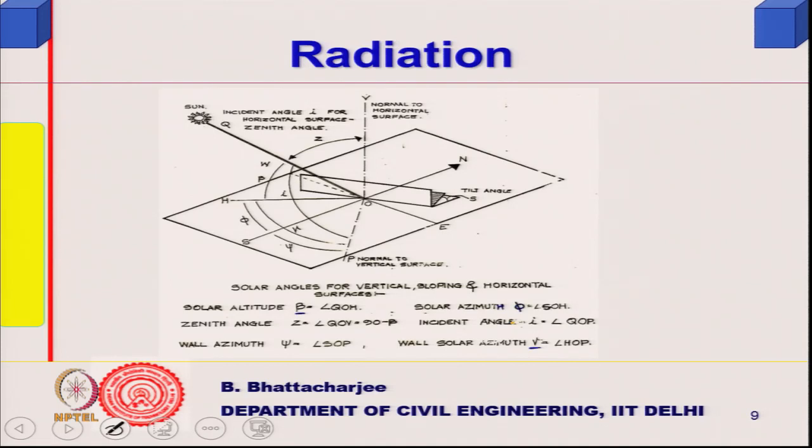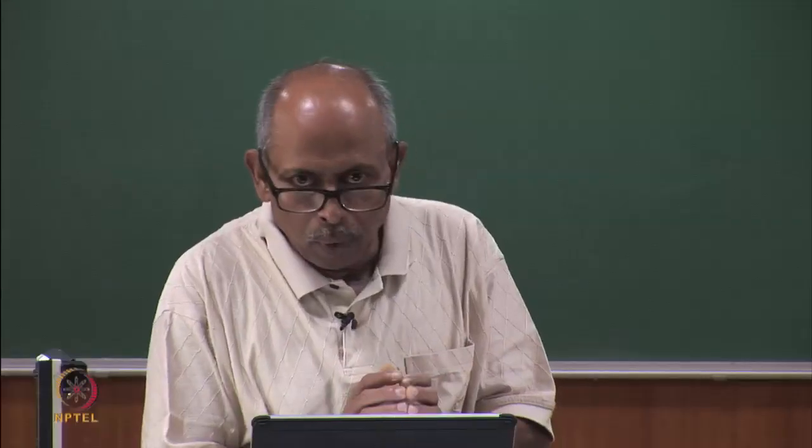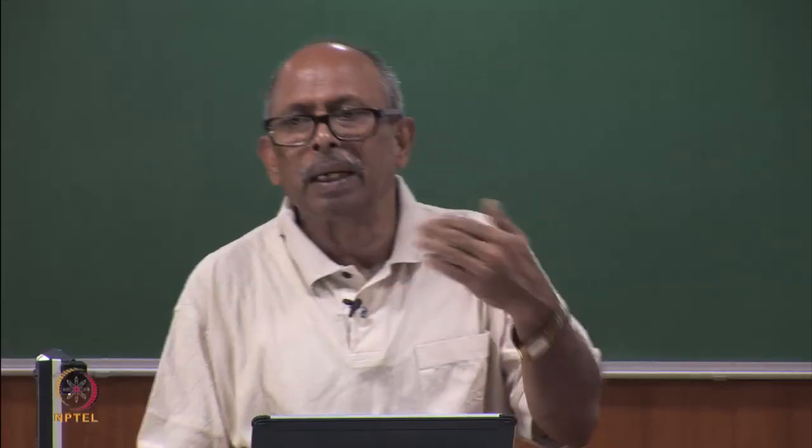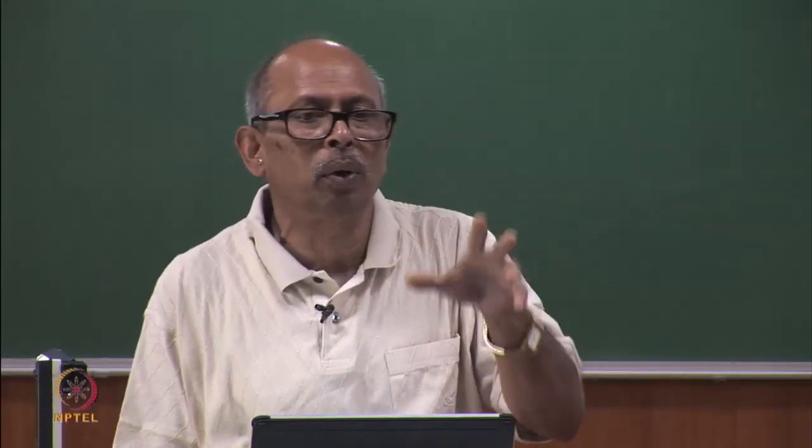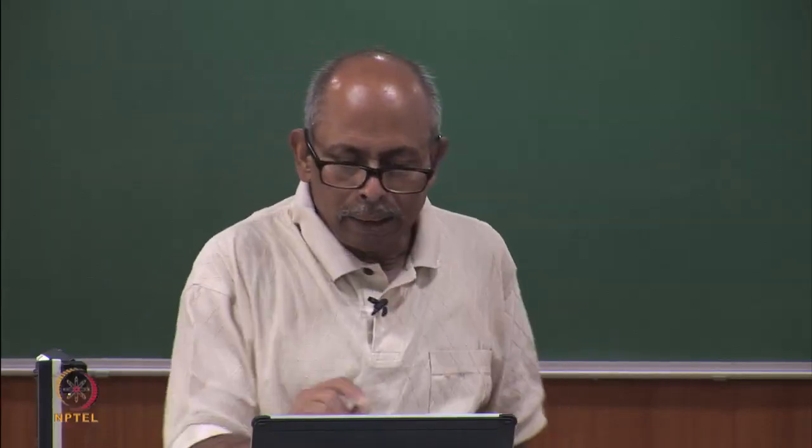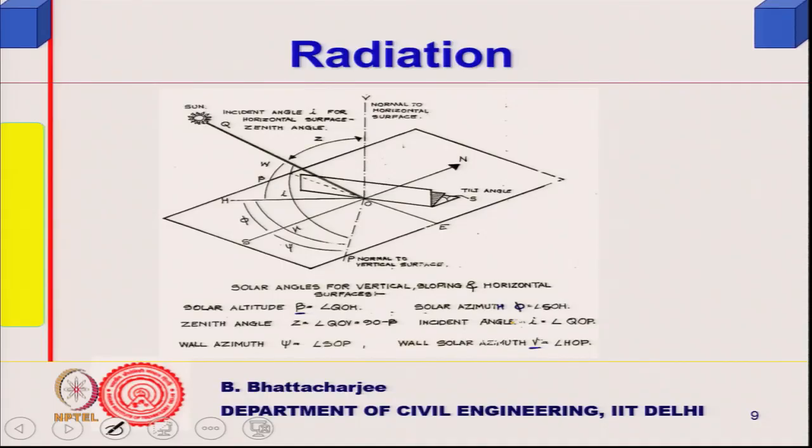Now, if I want to find out the radiation, so what we have seen is, let us look at these parameters a little bit more and let us quantify them, then we will define the climate classification of tropical climate and so on. Let us understand, we define certain angles.